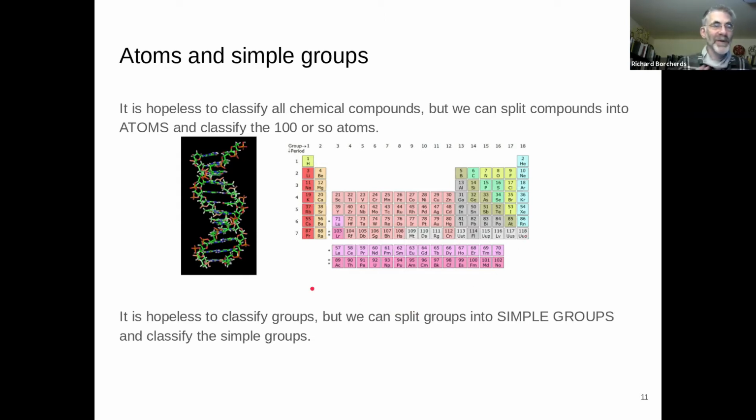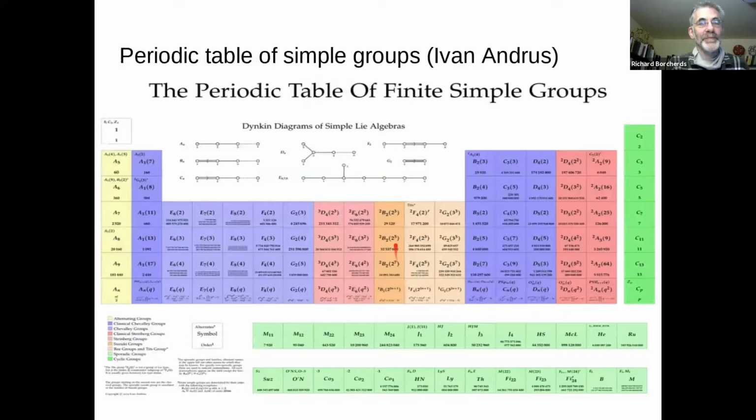So the connection between groups and simple groups is just like the connection between compounds and elements. We can't classify the compounds, but we can classify the elements they're made of, and we can't classify finite groups, but we can at least classify the simple groups that they're made of.